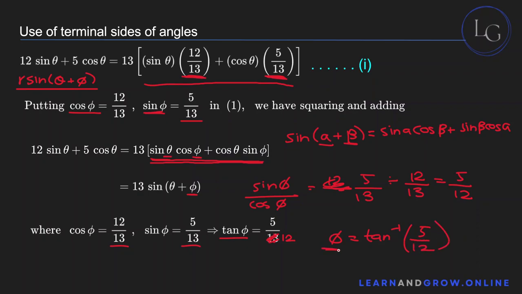And once you find out this value of phi, just replace it into this phi over here, right? And then you have the true value of the function in the form r sine of theta plus phi.